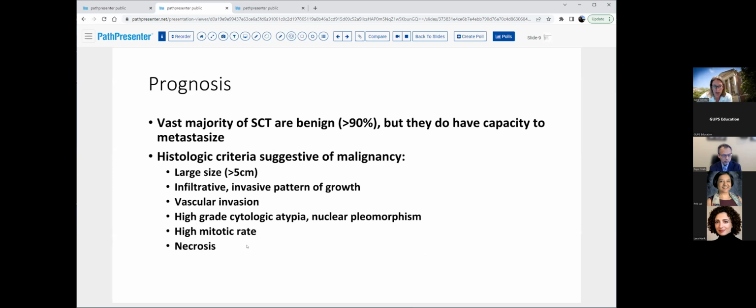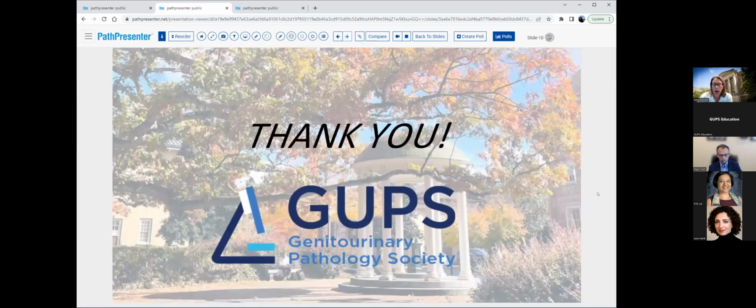If they are present, obviously you want to comment on them, as there is some evidence that 2 or more of these adverse features is potentially a strong enough indicator of potential metastatic capacity that some groups would advocate doing an upfront retroperitoneal lymph node dissection, but that's somewhat contingent. So that's all I have, and I'm happy to answer any questions that you guys may have.